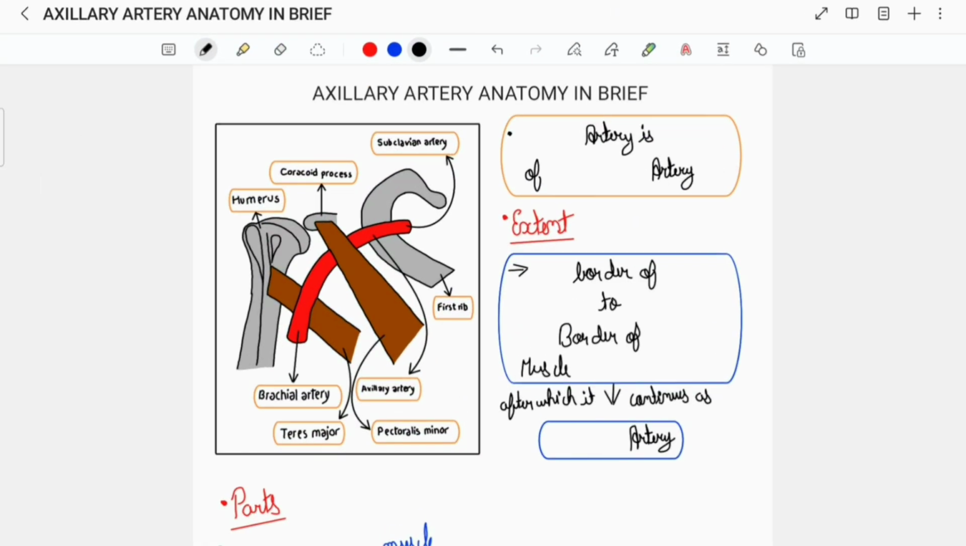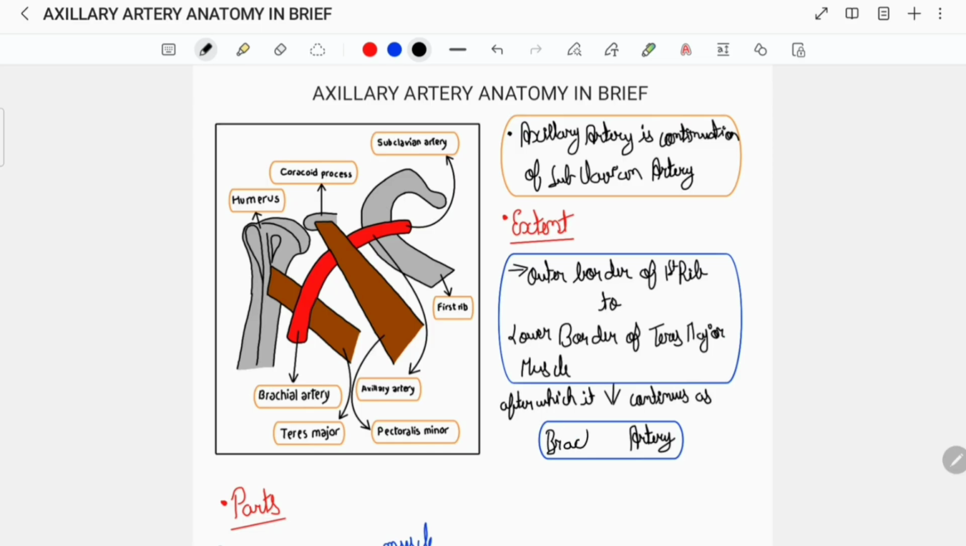Hey everyone, today I'll be talking about anatomy of axillary artery in brief. Axillary artery is continuation of subclavian artery. It extends from the outer border of the first rib to the lower border of the teres major muscle, after which it continues as the brachial artery.